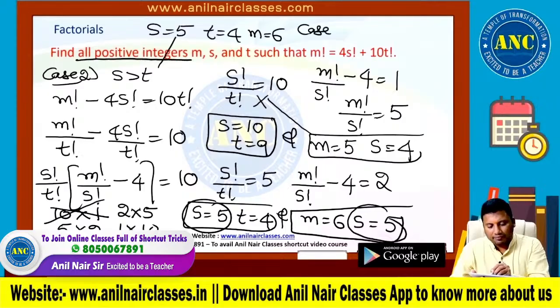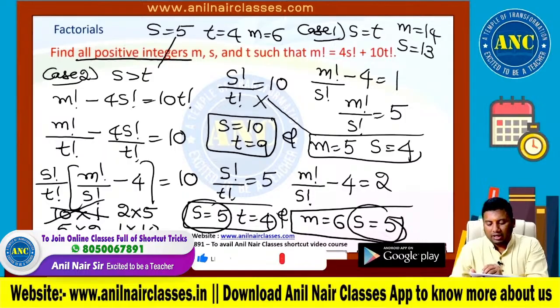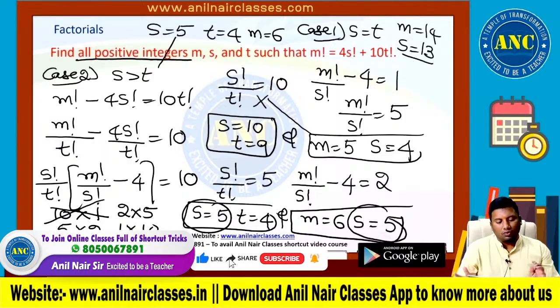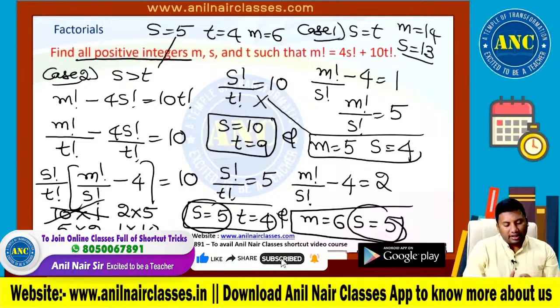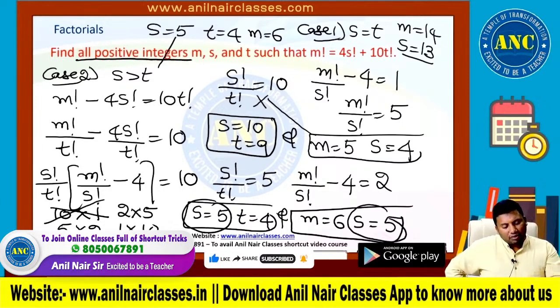Case 1. s equivalent to 2. So what is the value that we got? m 14. m value 14, s value 13. So two values which we got. You can check it out just by looking at the question itself. We can say that third and fourth are incorrect.